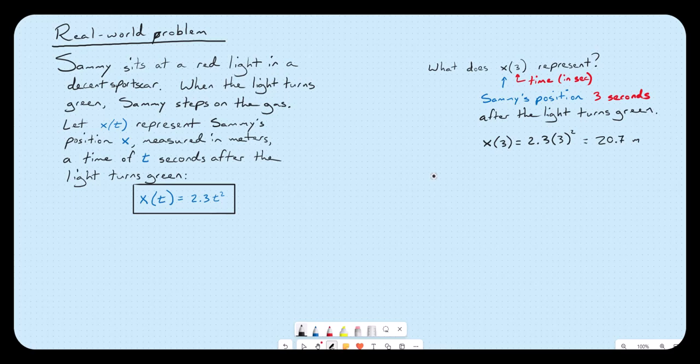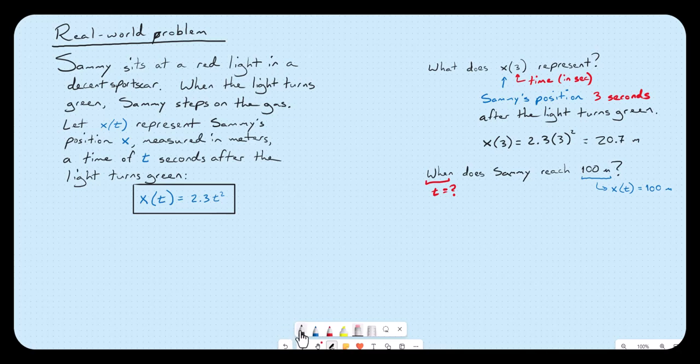I could also ask, when does Sammy reach 100 meters? So this 100 meters I know is a distance. This is my x of t. So my x of t is going to be 100 meters. I'm trying to find the time, right? When? So I'm going to use my same formula.